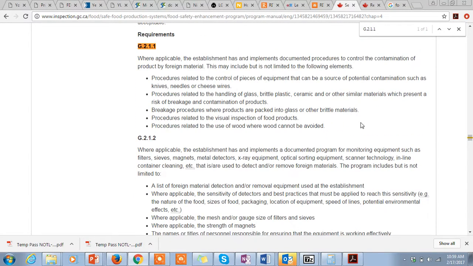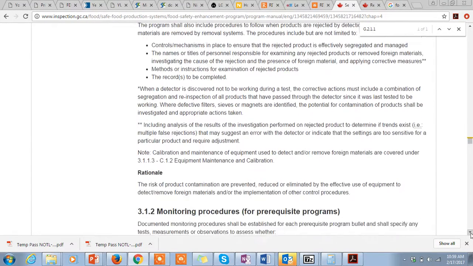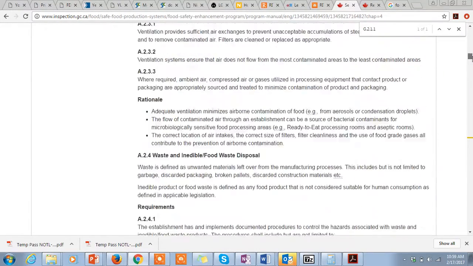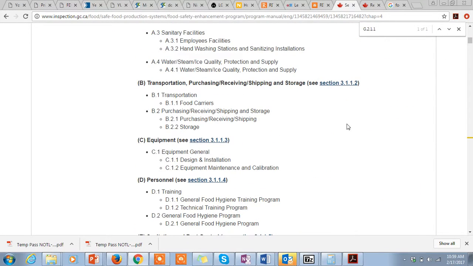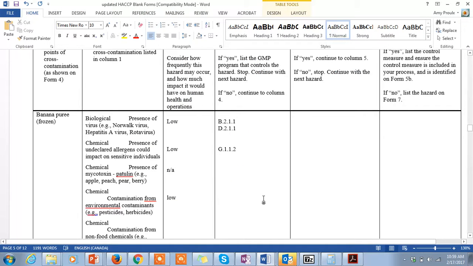Nope, that's going to be brittle glass. G212 is going to be X-ray metal detection. So it's most likely going to be B211. Again, the more you dig into this document and are comfortable referring back in, the more quickly you're going to be able to get this done. So we will argue this is a B211. They must have a GAP program.